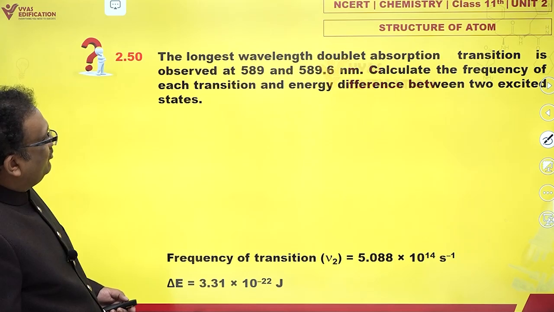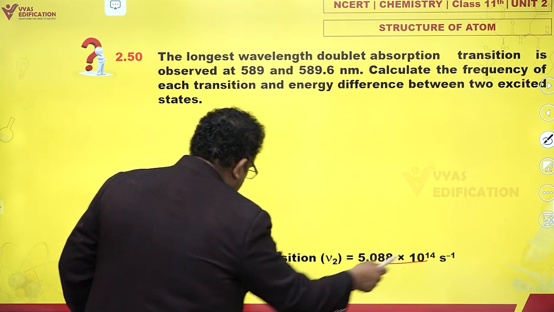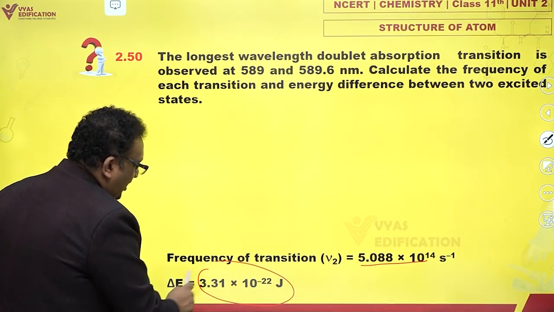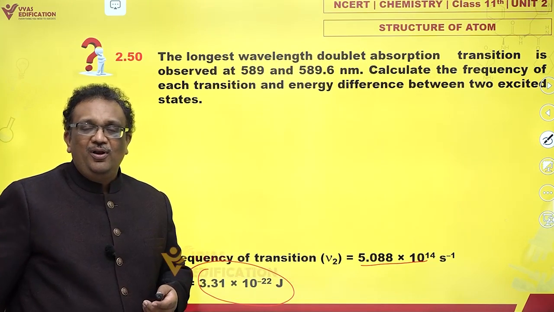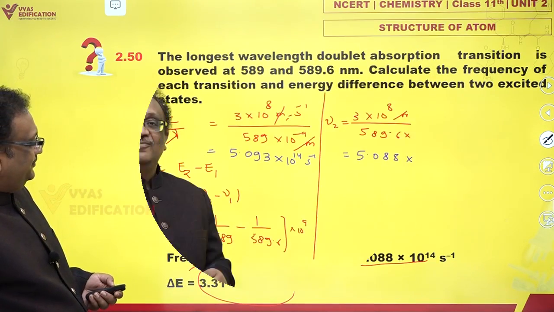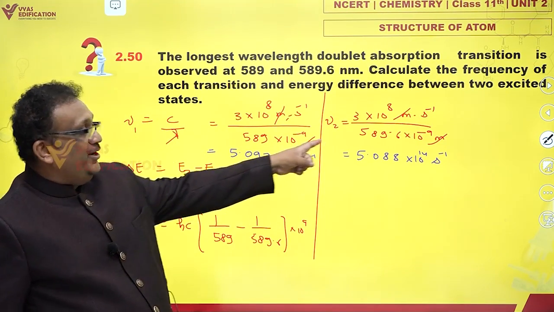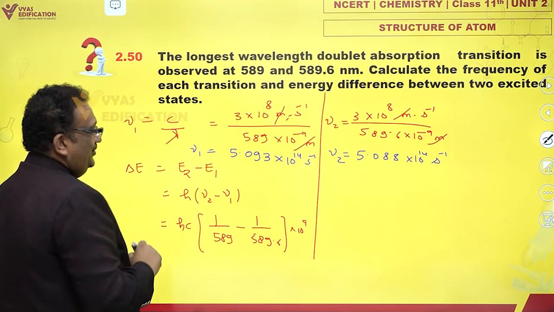Frequency of transitions, if you calculate, ν2 is this. The difference in energy comes out to be barely 3.3 × 10^-22 joules, which is very, very small. What about ν1? That's close by. I'll give you the answer. On calculating, ν1 and ν2, these are the answers, ν2 and ν1.